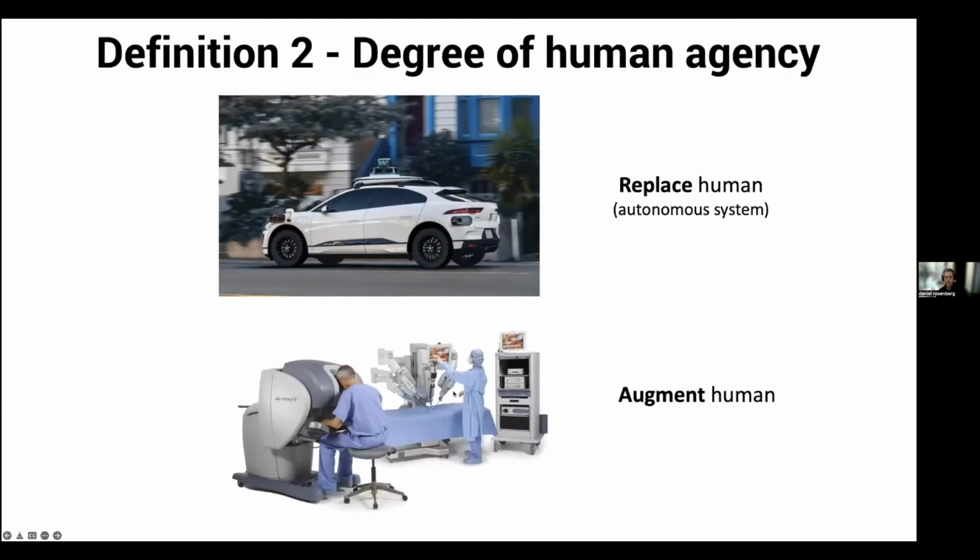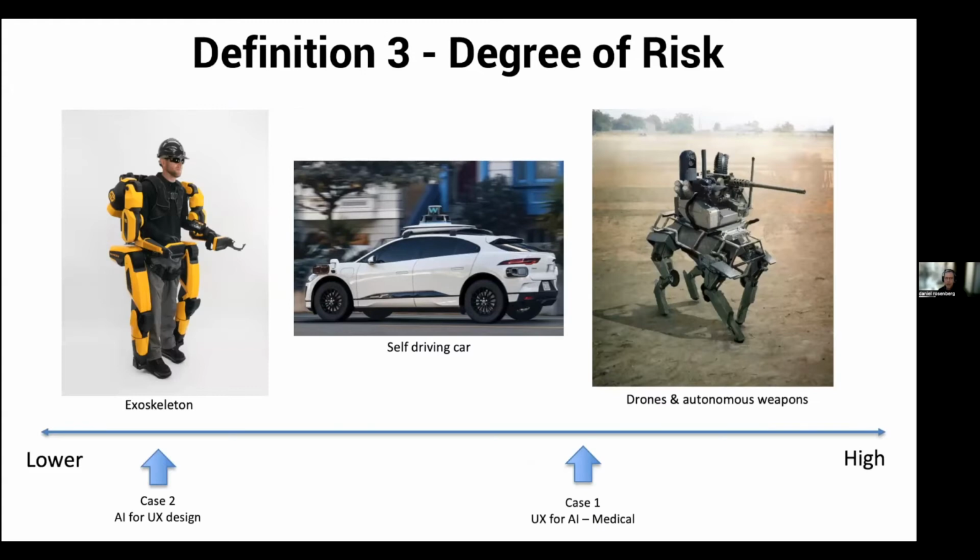Then definition 2, the degree of human agency involved, right? Is the goal of the AI to replace human beings, such as a self-driving car, or is the goal to augment human beings? At this point, my case studies are more in the augmentation area, though the second one starts to push at replacing human beings and might be able to get there. The third definition that I would speak about is the degree of risk. And this is true of automation.